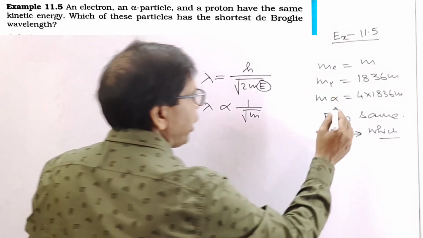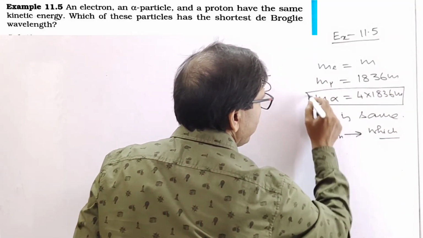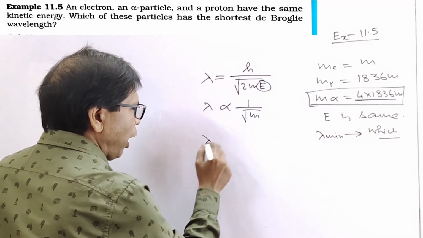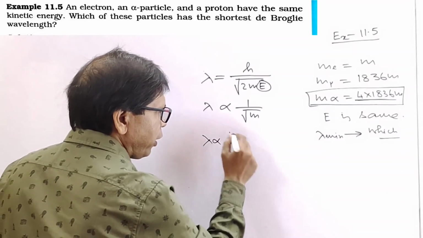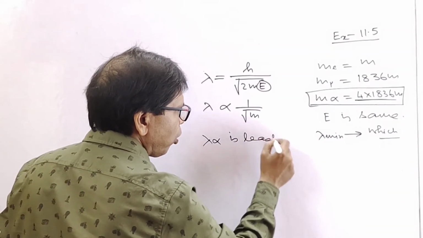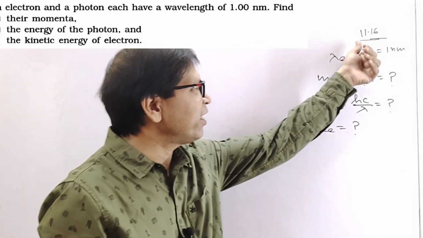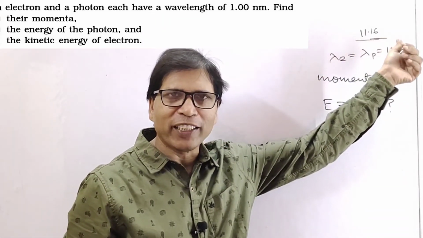Therefore the de Broglie wavelength is least for the alpha particle, as it has maximum mass. So lambda alpha is the least wavelength compared to the proton or electron. Okay, look at this, NCERT 11.16.